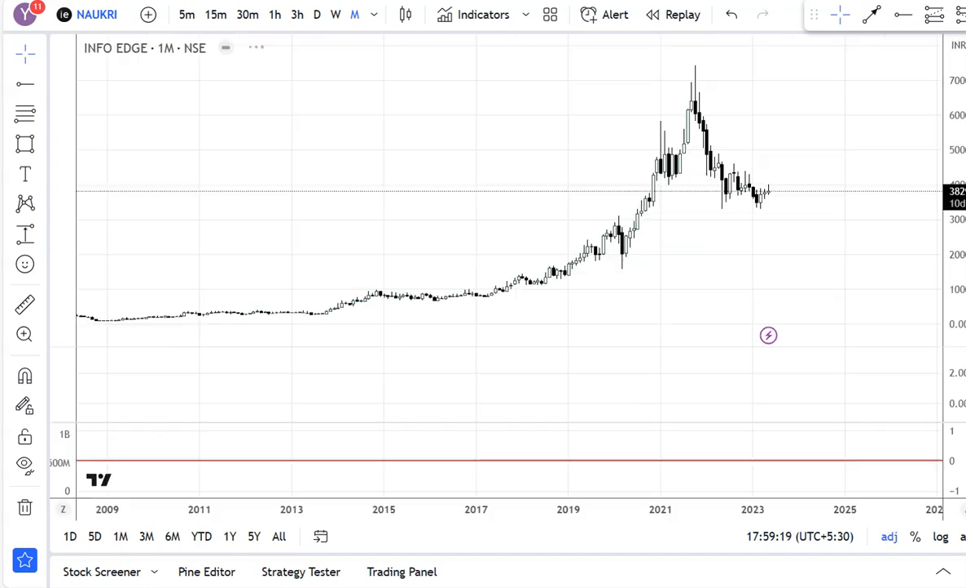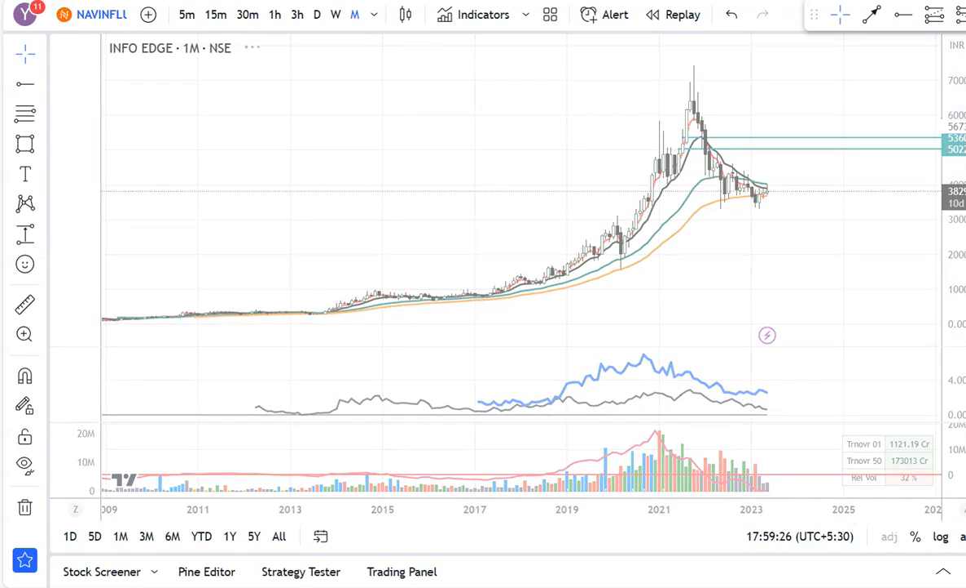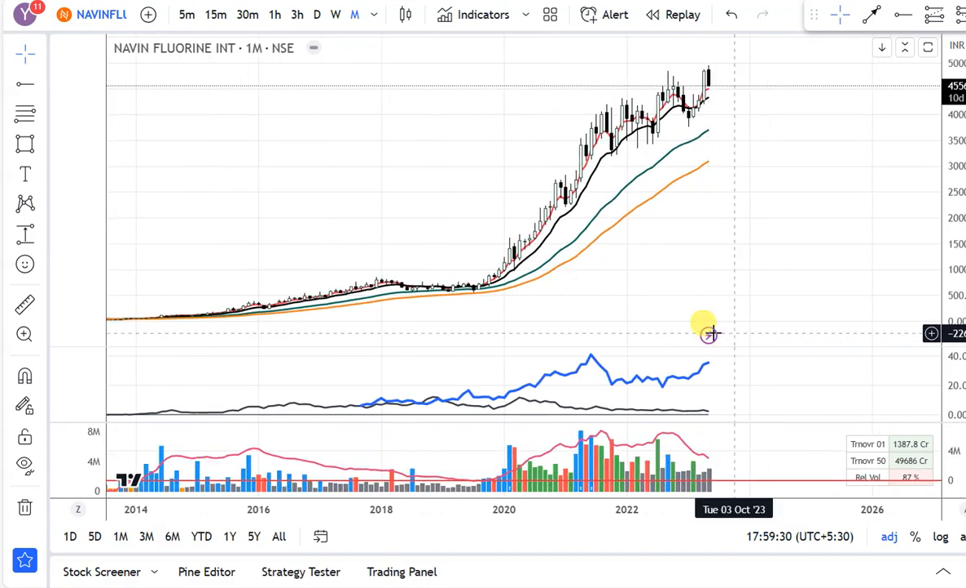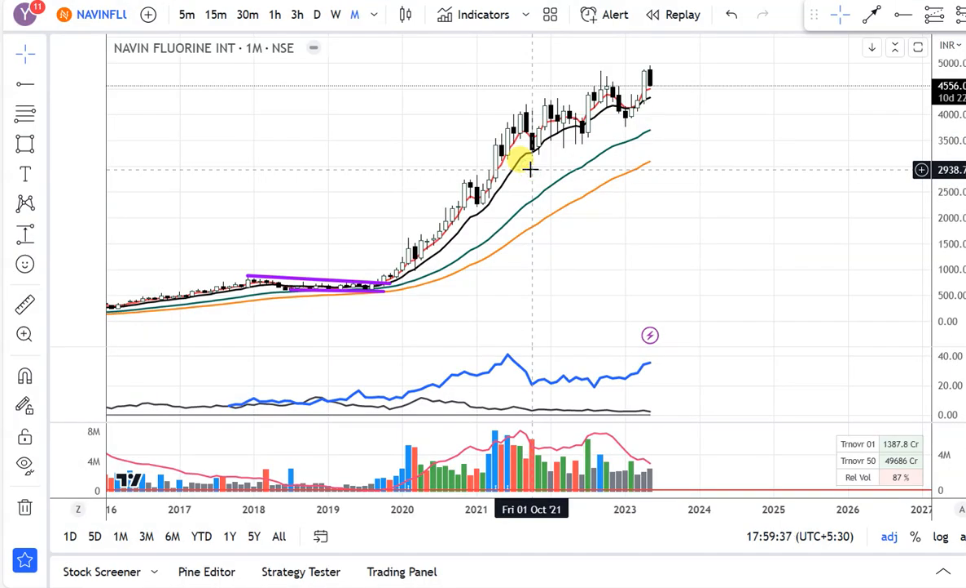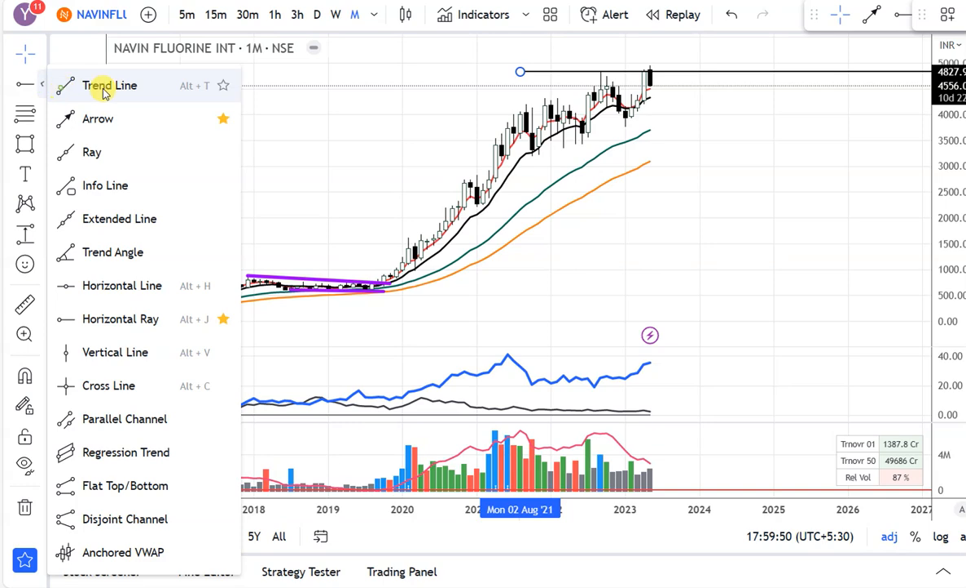This is not Navin Fluorine. Let me see Navin Fluorine. Yeah, this is it. So Navin Fluorine is stuck near the all-time high again, at 4,828 levels. So we need to wait for it to give a strong breakout of this range. And you see, it's making this range. It's making traders trade between this range, trying to create liquidity, and then we'll decide what we are doing.